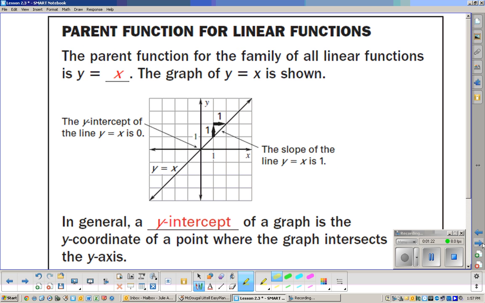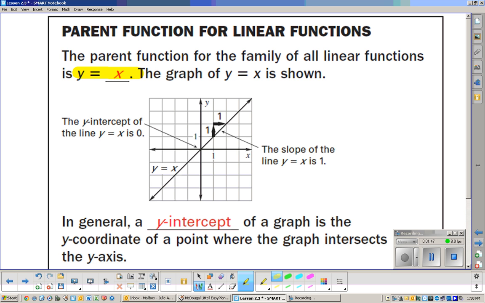So parent function, well, what is that? Remember on the previous screen we said the parent function is the basic of any family of functions. So if we're talking about the parent function of a linear function, the parent function is simply y equals x. That's as basic as you can get to have the graph of a line. And they show you the picture of that graph in this box.